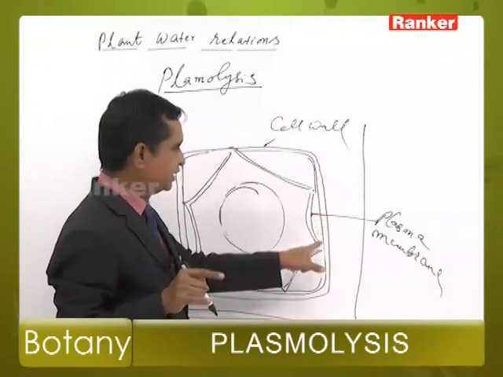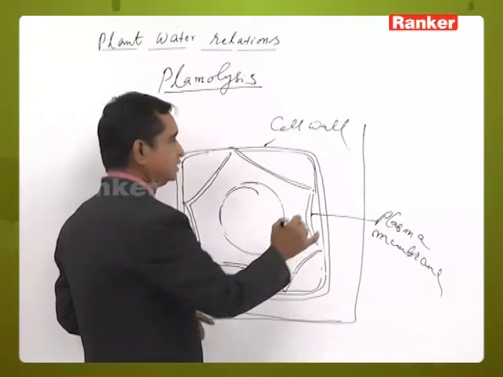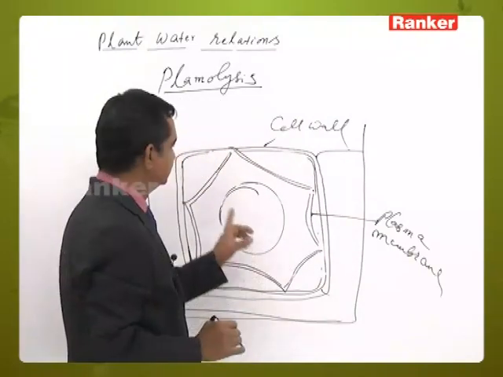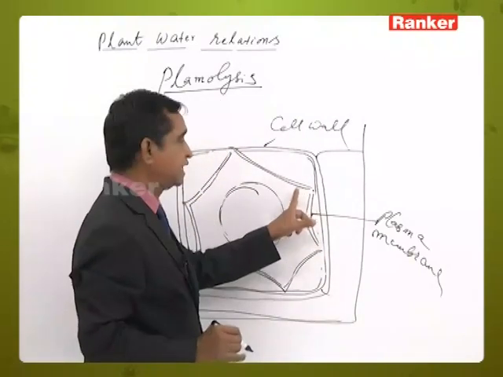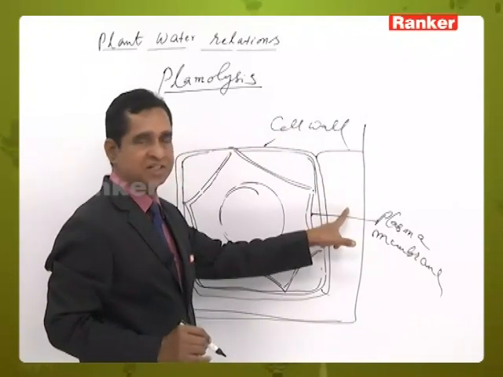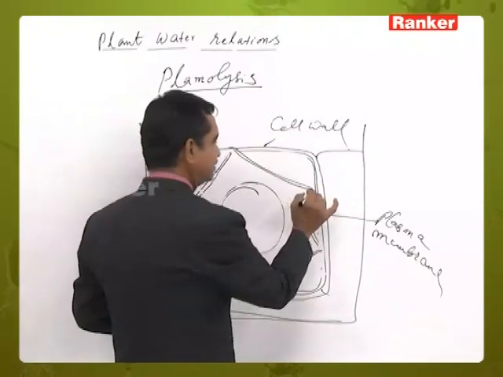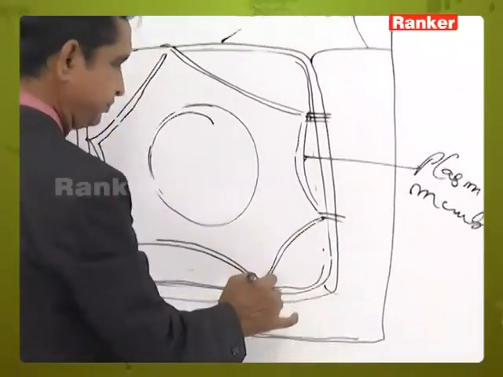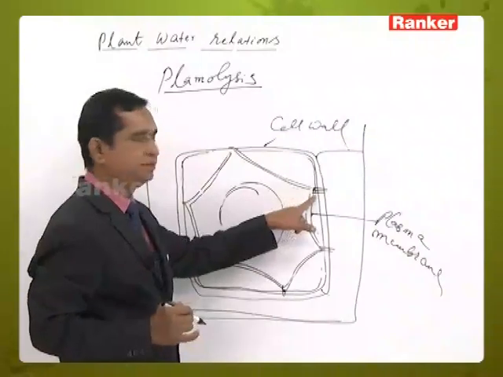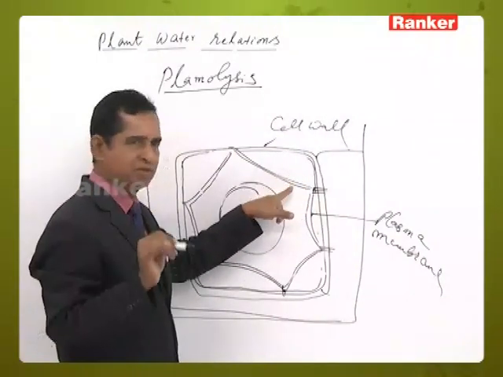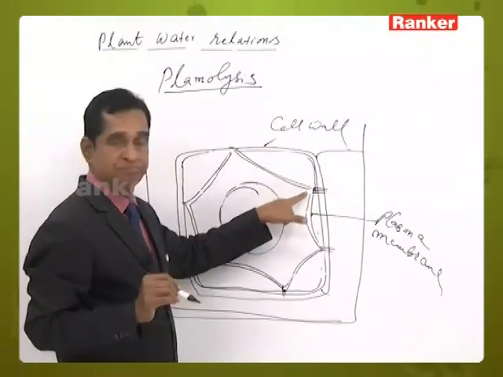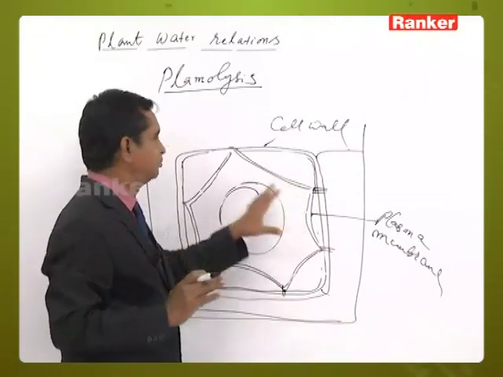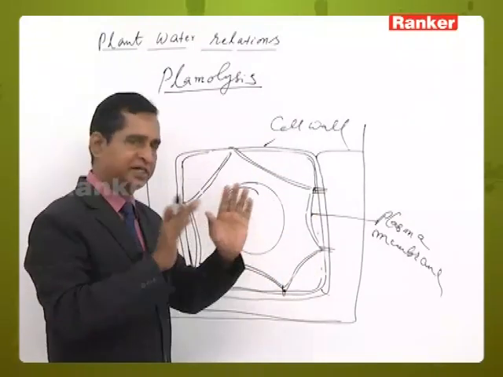What are those points? There are adjacent cells. The protoplasm is connected with the protoplasm of the adjacent cells by what are called plasmodesmata. So, at the place of plasmodesmata, the plasma membrane may not detach immediately, but at the remaining parts it gets detached.